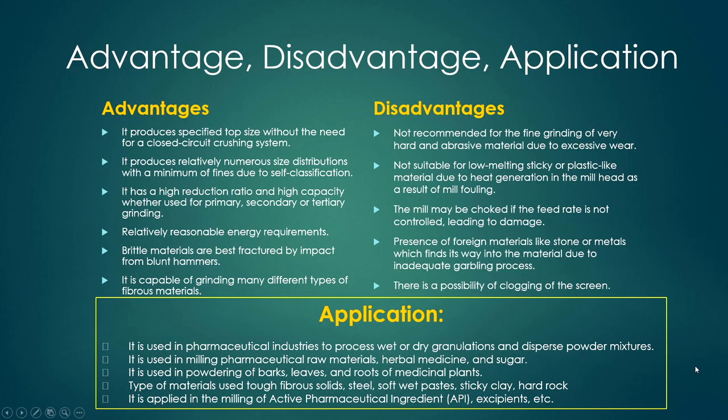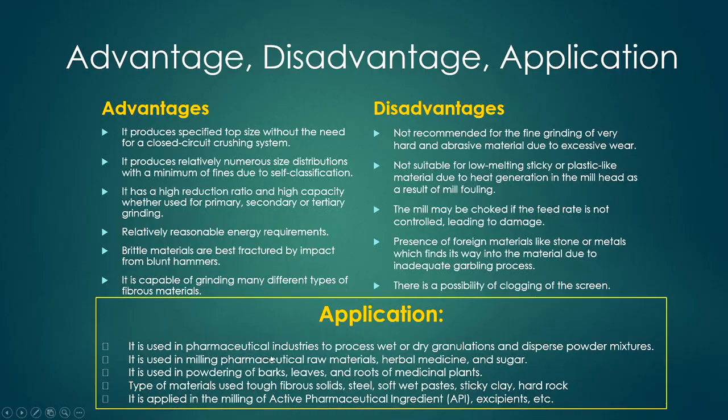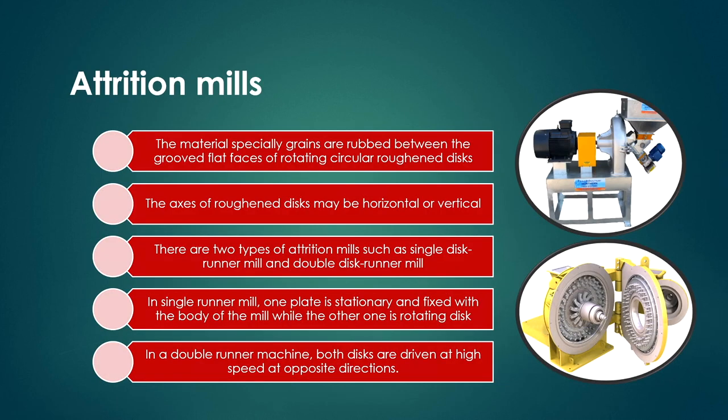Here also some advantages and disadvantages are shown in the slide. It produces a specific top size without the need for a closed circuit crushing system. This is one of the important advantages, and it has relatively reasonable energy requirements. Whereas the disadvantage is it is not suitable for low melting, sticky or plastic-like material. Application: it is used in pharmaceutical industries to process wet or dry granules and disperse powder mixtures.